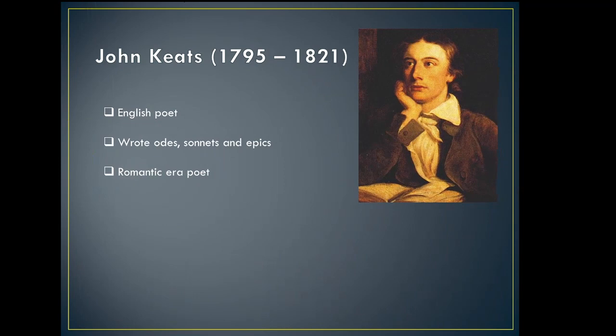First, we have our poet, John Keats. He was born in 1795 and died in 1821, aged 25. He was an English poet and he was very famous for writing odes, sonnets, and epics. He lived and wrote during the Romantic era of poetry, which was from the late 18th century to the early 19th century. This is more or less all you need to know about the poet, so let's move on to a brief description about the poem.